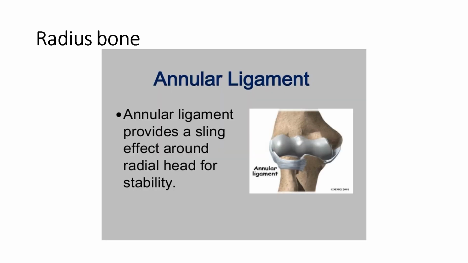Now we will see some attachments on the radius bone. First, we see this annular ligament. It is attached on the head and neck of the radius. This white colored annular ligament you already see in the picture. It provides stability to the head of the radius and moves the head of the radius during supination and pronation.